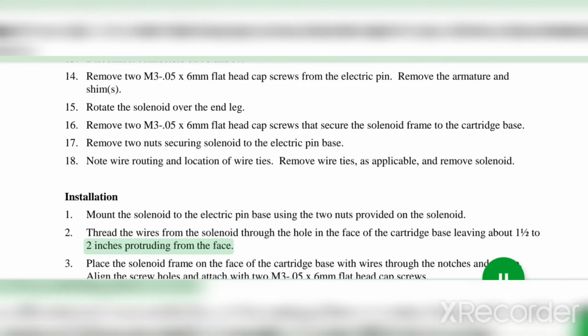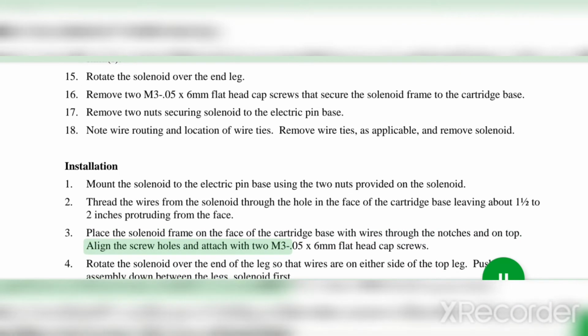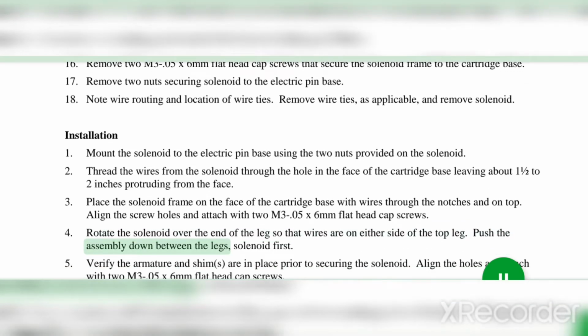to 2 inches protruding from the face. 3. Place the solenoid frame on the face of the cartridge base with wires through the notches and on top. Align the screw holes and attach with 2 M3-05x6mm flathead cap screws. 4. Rotate the solenoid over the end of the leg so that wires are on either side of the top leg. Push the assembly down between the legs.